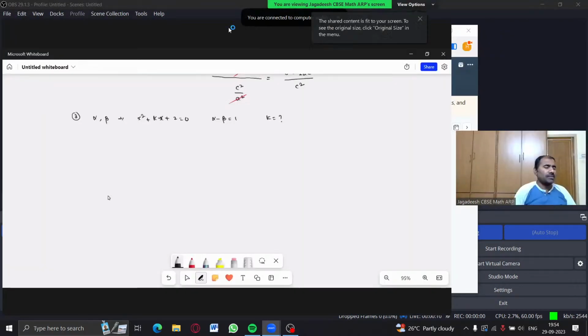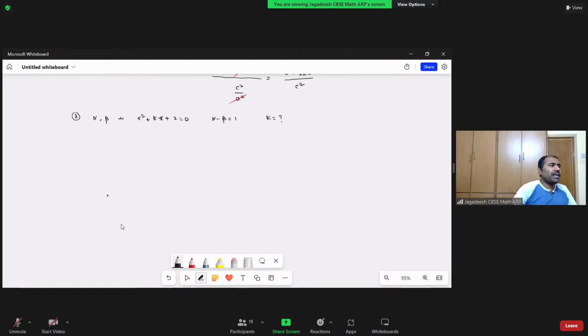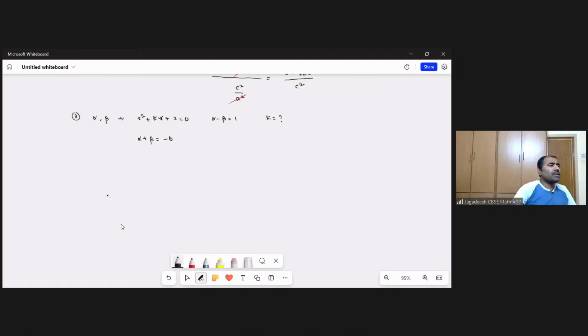To find k value, let us see how to do this. From this, we can find alpha plus beta value, which is minus b by a, that is minus k by a value 1, which is minus k as usual. Observe carefully. So finally, we got alpha plus beta value as minus k.